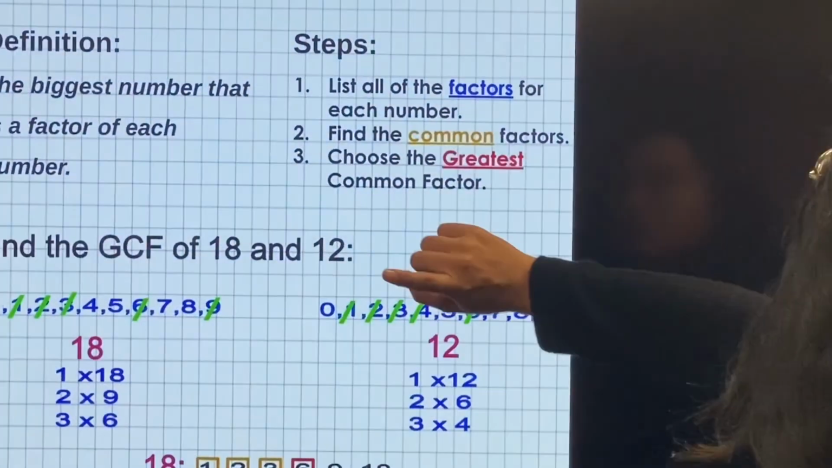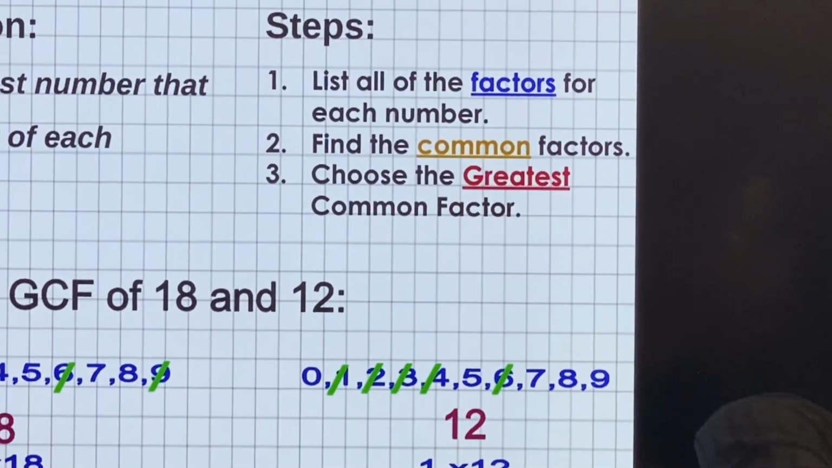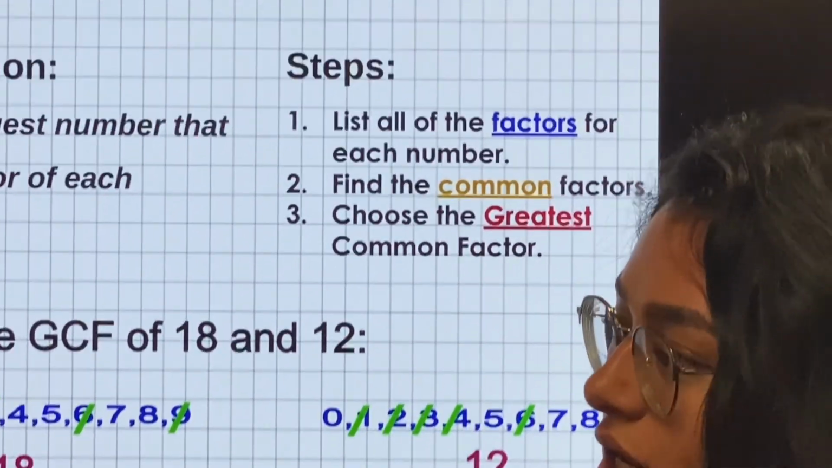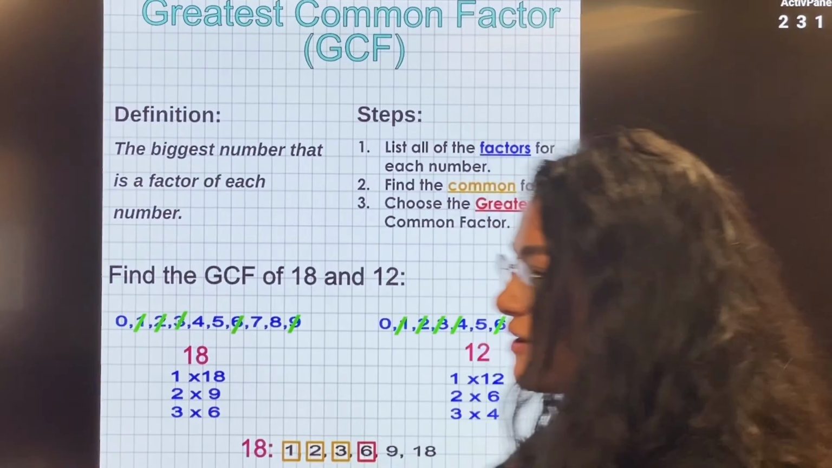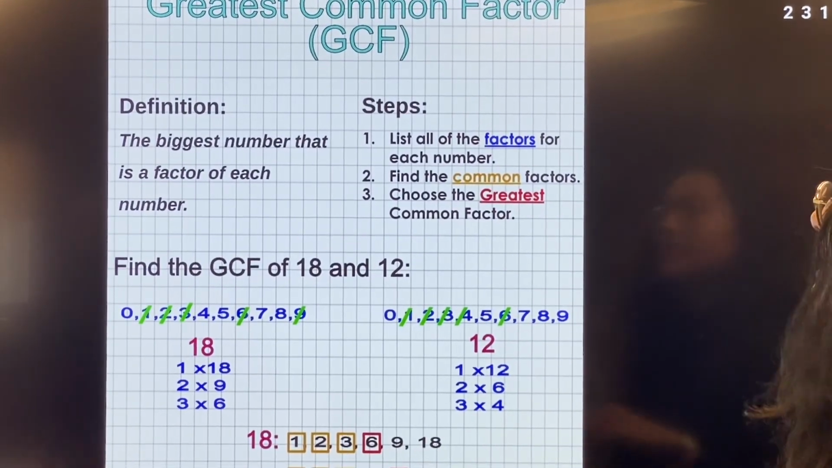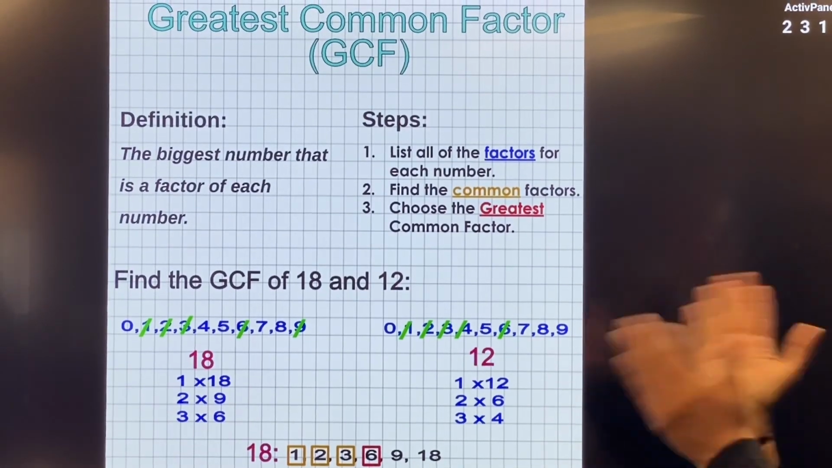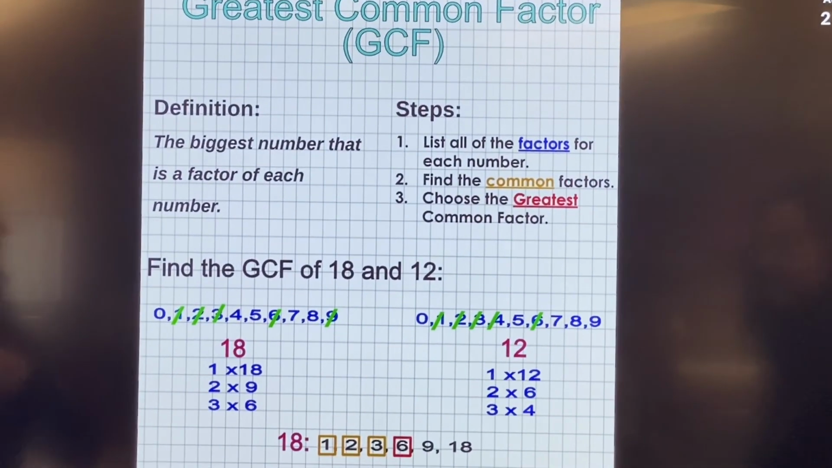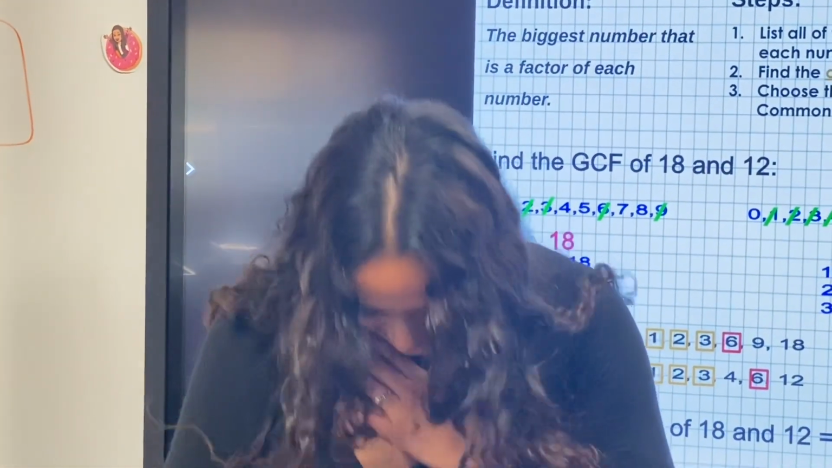Now, let's see if she did all of the steps. Did she do her base 10 digits? Yes. Did she find all of the factors for each number? Yes. Did she find the common factors for her 15 and 30? Yes, she did. And then we chose the greatest common factor, which was 15. Followed all the steps, and we got our answer. I'm so proud. I made mistakes and you guys helped me out, so thank you.